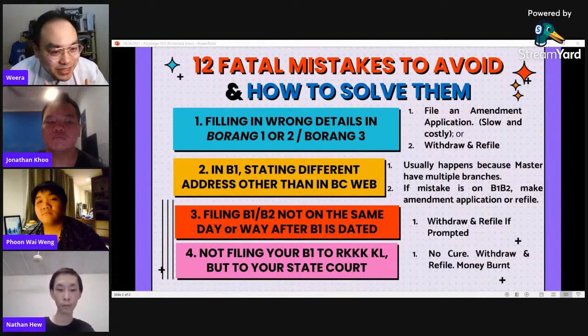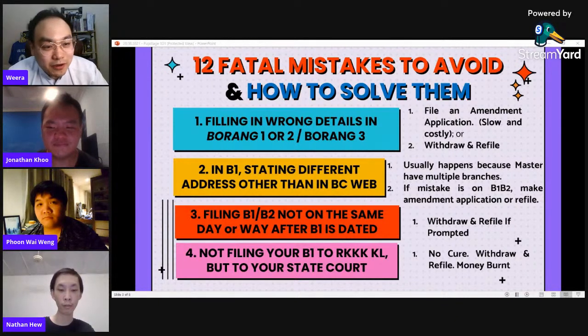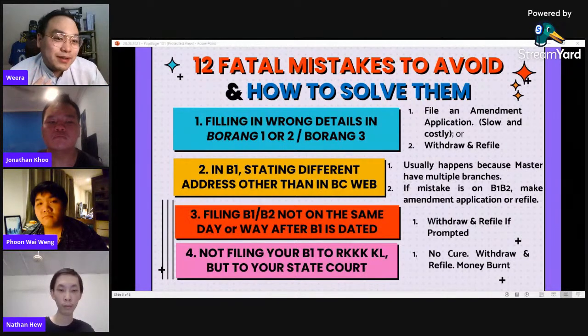A very common mistake that pupils do is they file it, for example, if he or she is a pupil in Penang, they go and file the same thing to Penang High Court. They gladly file it. At the end of the day, the Penang High Court will call you. Why do you file it here? We don't accept pupils. We don't process pupillage matters here. Please withdraw or we will kick it out. Okay, so very simple. Every Borang 1, no matter where you are in West Malaysia, must be filed in RKKK-KL. Same goes when you are filing your long call papers after this.